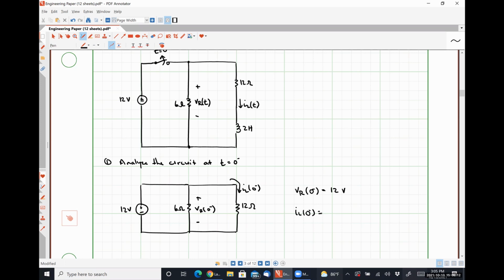Okay, so the voltage drop across the 12-ohm resistor is 12 volts. And since the current flowing through the 12-ohm resistor is the same as the current flowing through the inductor, we would have 12 volts over 12 ohms equals 1 amp. Anybody have any questions, comments, or concerns about that level of circuit analysis?